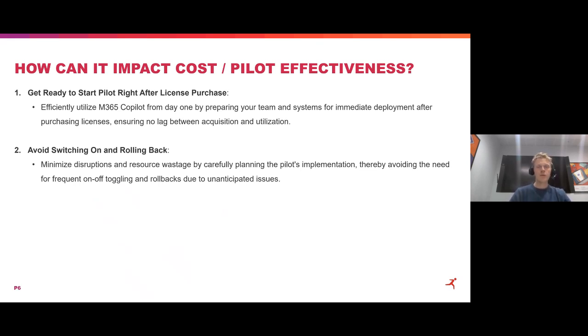So therefore, to make sure that you utilize those licenses fully during the trial period, you would absolutely like to make sure that before you procure a license, you've done your technical readiness and you've cleared all the potential red flags, all the question marks, and ticked all the boxes with ICT, with security, and with legal departments. So that's number one.